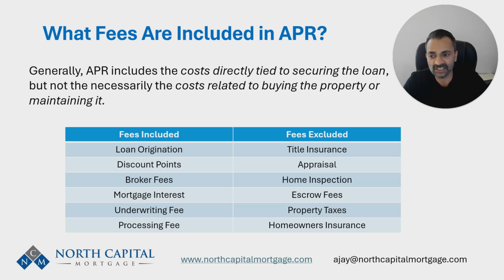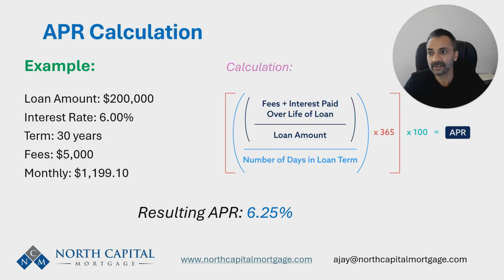Some examples of fees included: loan origination points, discount points, mortgage broker fees, mortgage interest, underwriting fee, processing fee. Some fees that will be excluded: title insurance, appraisal, home inspection, escrow fees, property taxes, and homeowner insurance, because these fees are not tied to acquiring the loan for the property, okay?